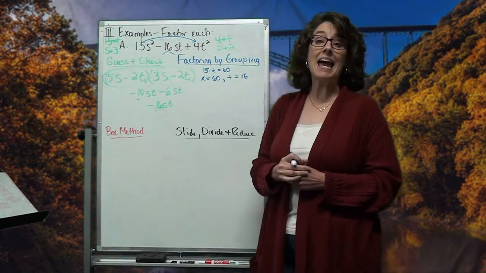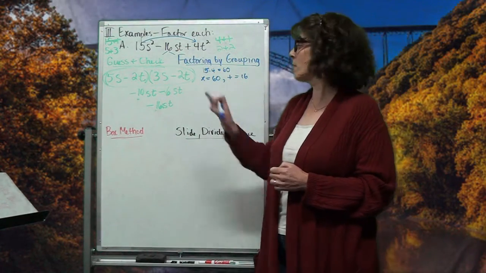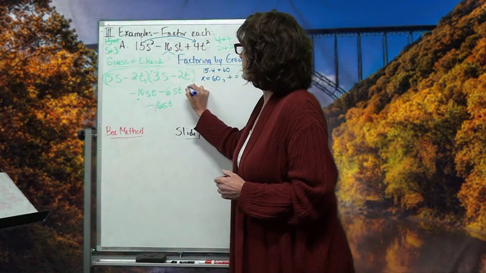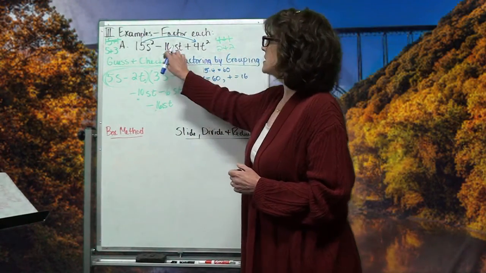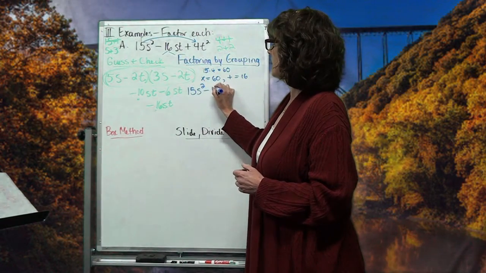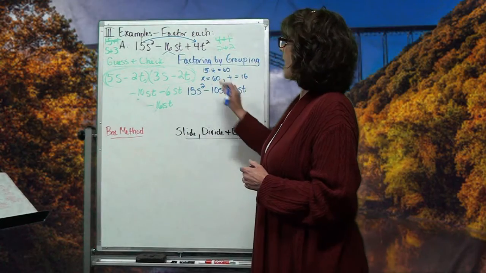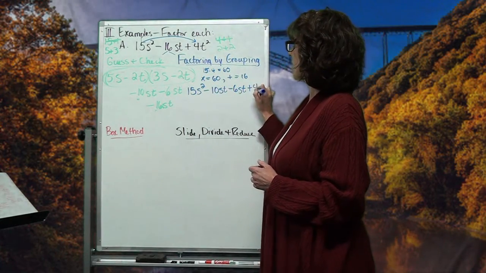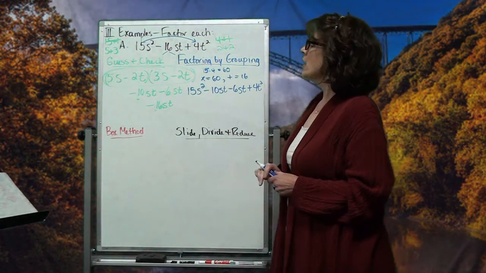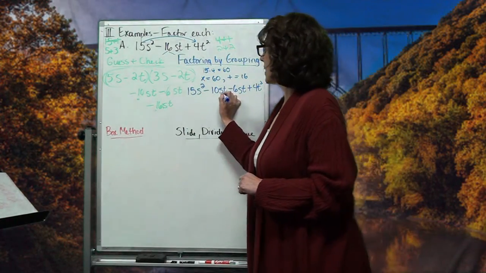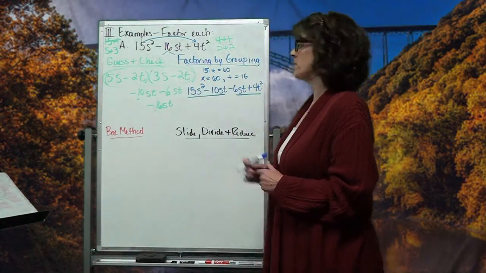So that's going to be a 10 and a 6. 10 and 6 multiply for 60, they combine for 16. So I'll keep my 15s squared, split this up as a minus 10st and a minus 6st. And I'll keep my 4t squared in the back. So I've turned this trinomial into a 4 polynomial so that I can pair up these and pair up these.